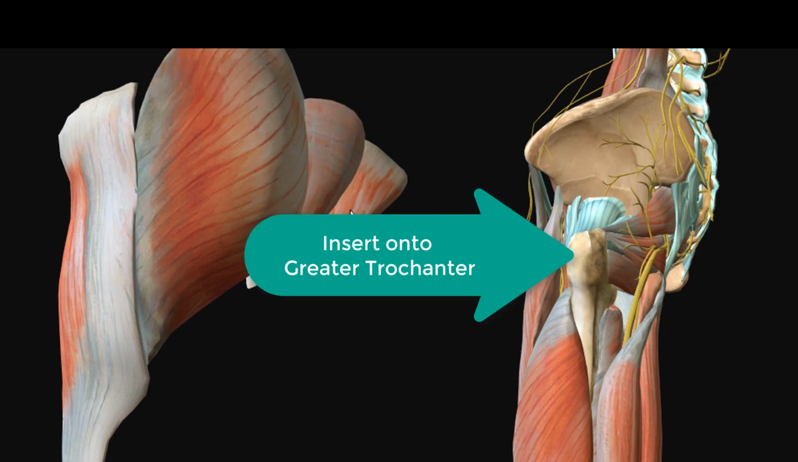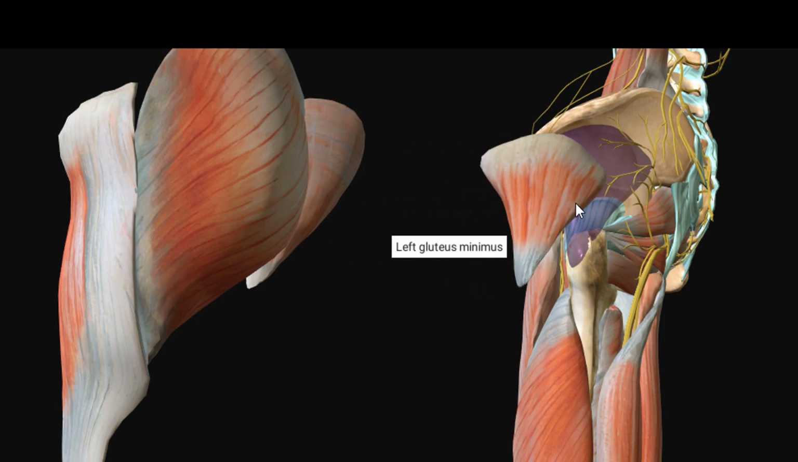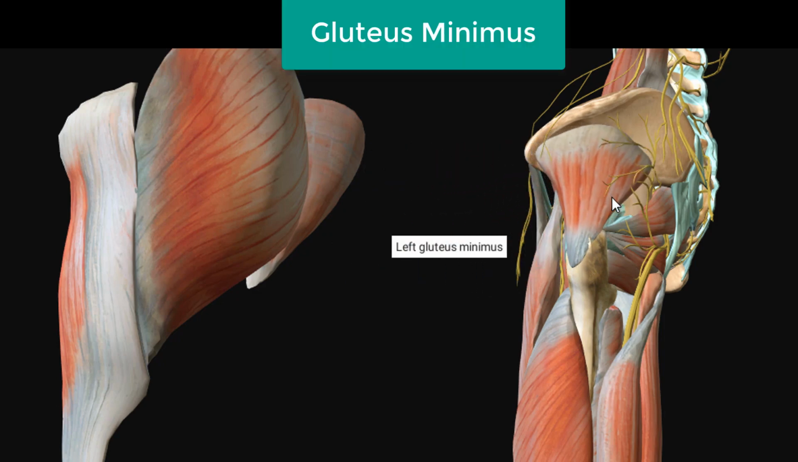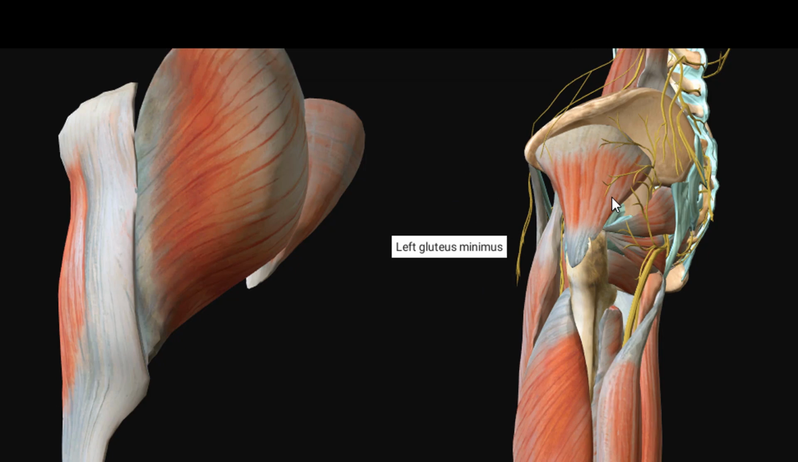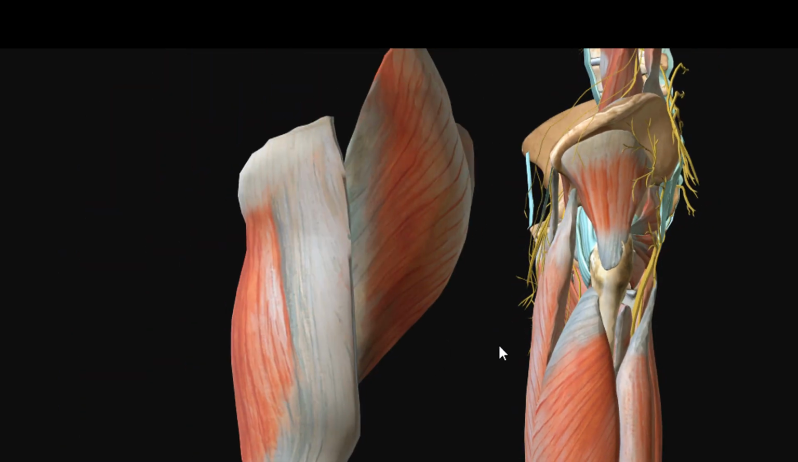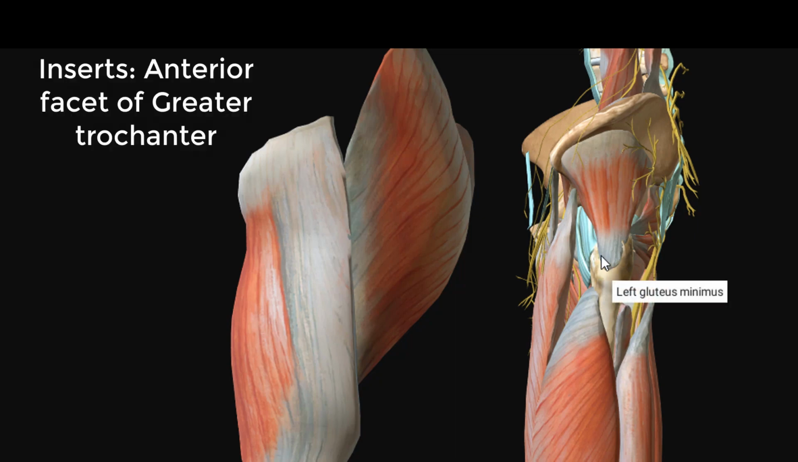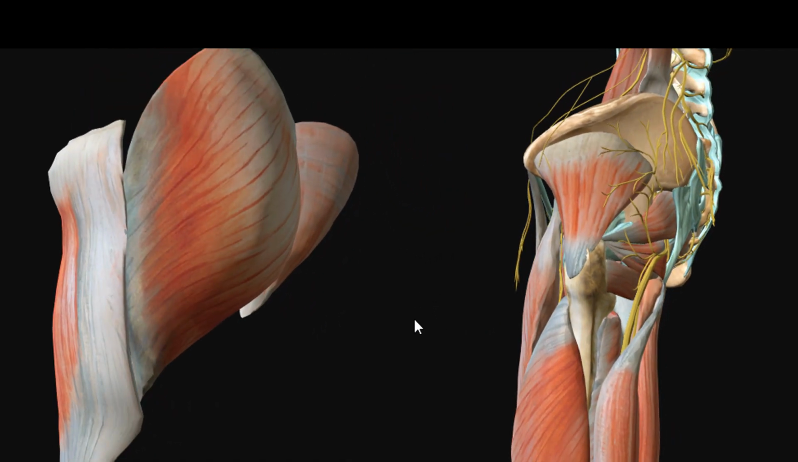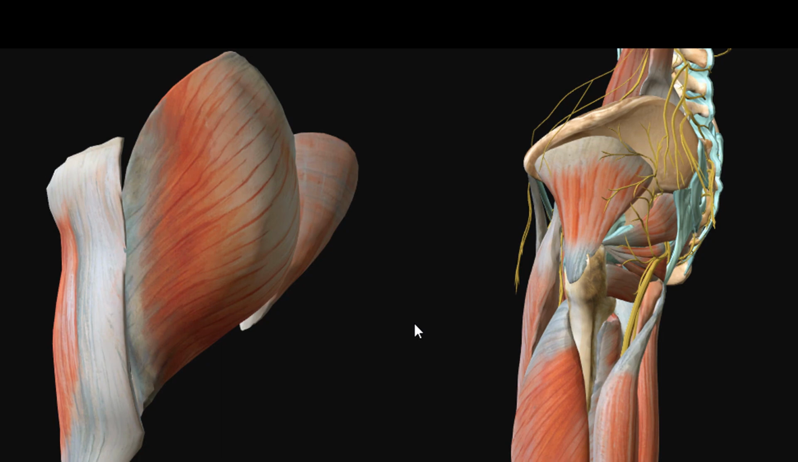So if we start with the smallest of the gluteal muscles, it's called the gluteus minimus. As the name implies, it's minimal. So the minimus is the deepest and most anterior, and where it inserts, or its distal attachment, is on the anterior aspect or the anterior facet of the greater trochanter. And that has implications when you go to look for this tendon on ultrasound.